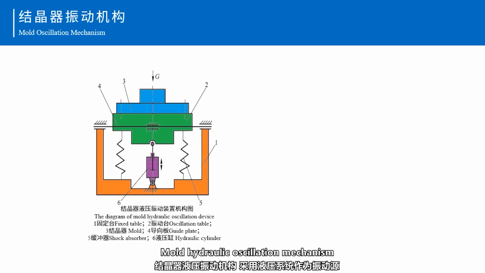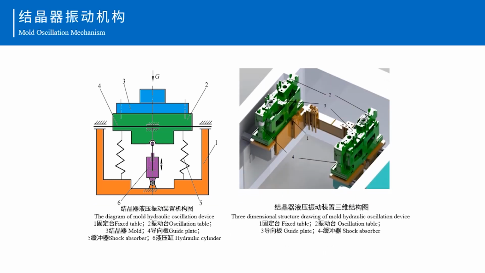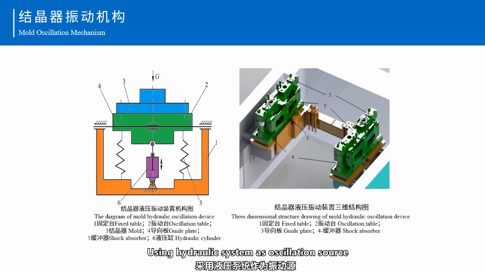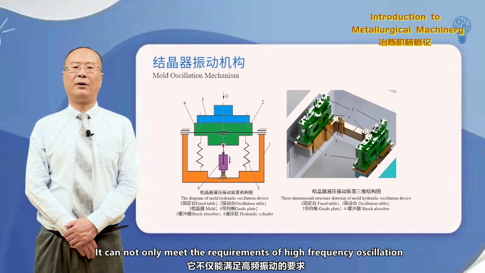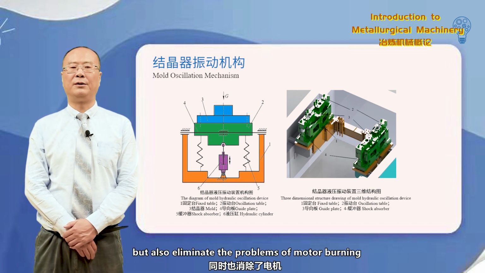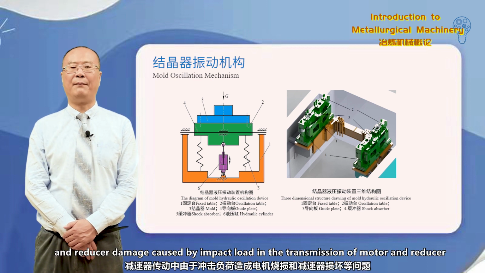Next is the mold hydraulic isolation mechanism. Using a hydraulic system as the isolation source, it has the characteristics of high control accuracy, flexible adjustment, small volume of equipment, light weight, and little maintenance. It can not only meet the requirements of high-frequency isolation, but also eliminate the problem of motor burning and reducer damage caused by impact load in the transmission of motor and reducer.